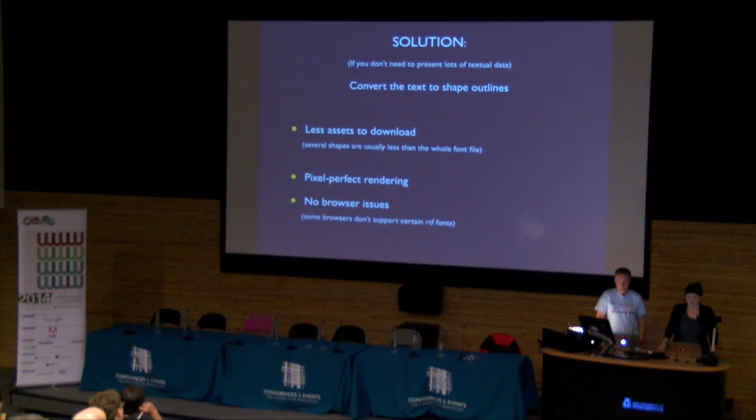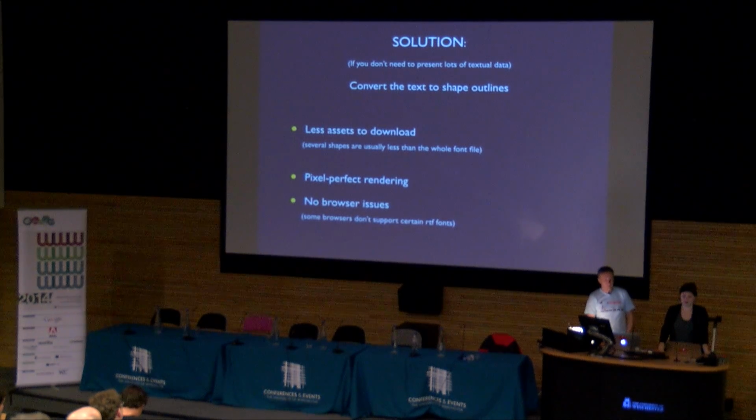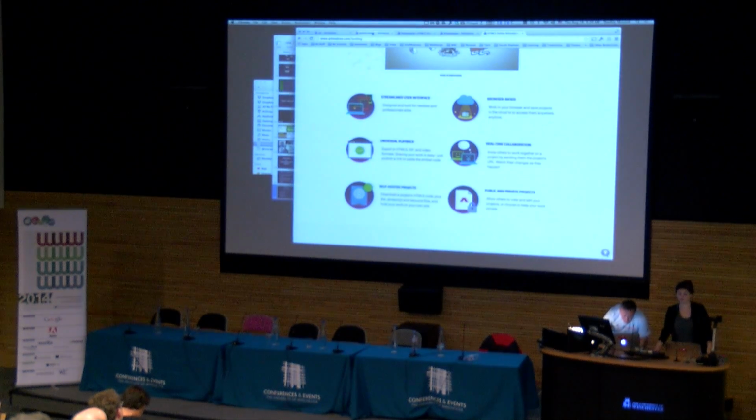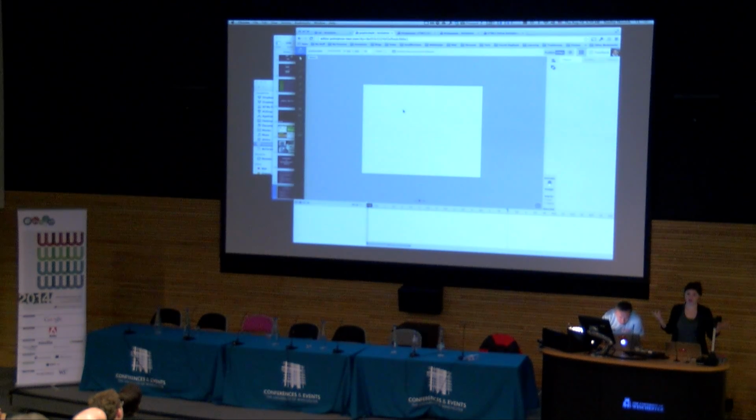For example, if you don't need to present lots of textual data, then using shape outlines instead of downloadable fonts has several advantages. There are fewer assets to download. You have pixel-perfect rendering and no problem with browsers. Some browsers don't support certain TTF fonts, so you can avoid that problem entirely. Another advantage of working with shape outlines is that we can do all sorts of really cool stuff with these shapes. Once we have them, we can explode the text, squeeze it, morph, trace, convert to 3D. Whatever you can dream of, you can do it once you have the shapes.